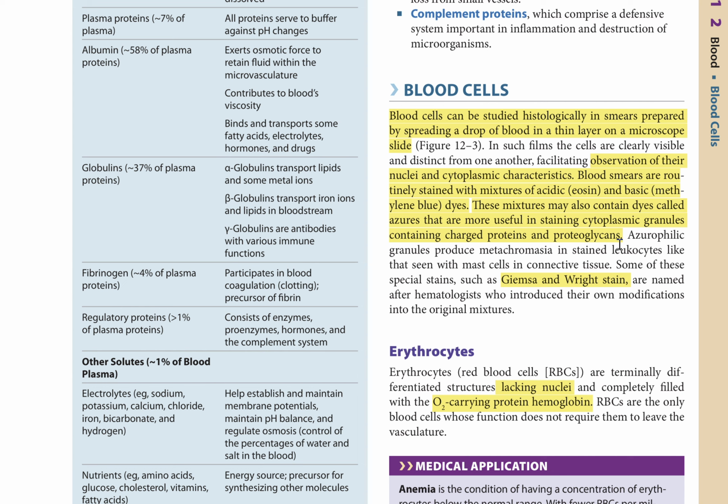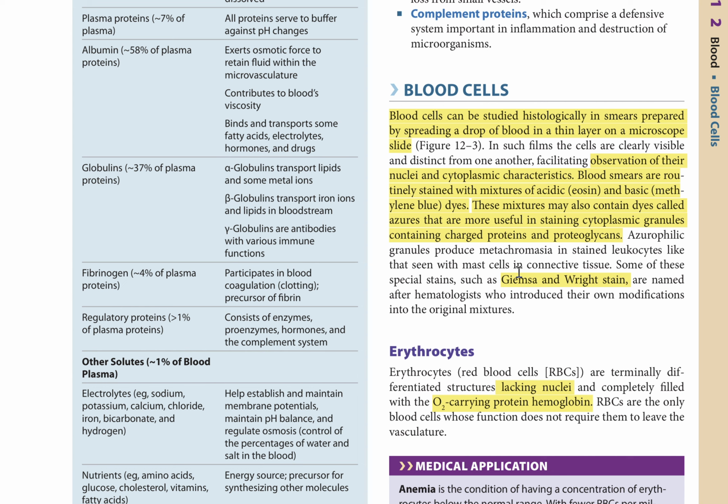So basically, this paragraph is telling us about the different types of stains we use to study different cytoplasmic structures. If we need to study some charged proteins, some proteoglycans, we use a different dye, whose name is azures. We also use a mixture of eosins and basic dyes. There are also the azurophilic granules that produce metachromatically stained leukocytes, seen with mast cells in connective tissue. So this dye is used in the connective tissue to see the mast cell.